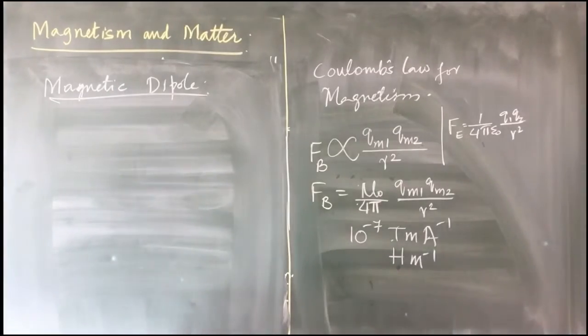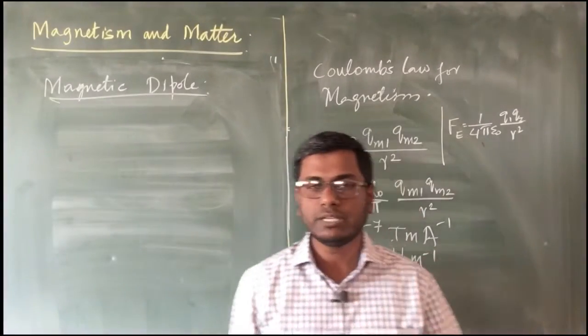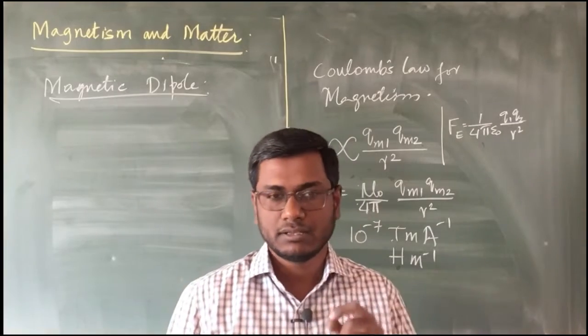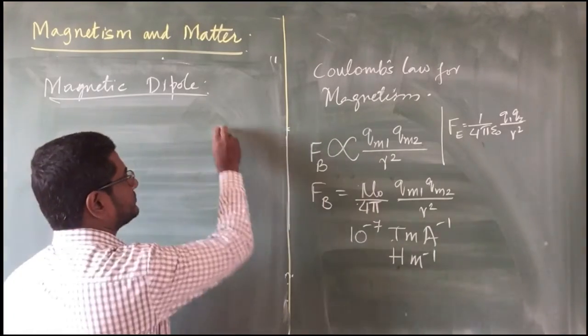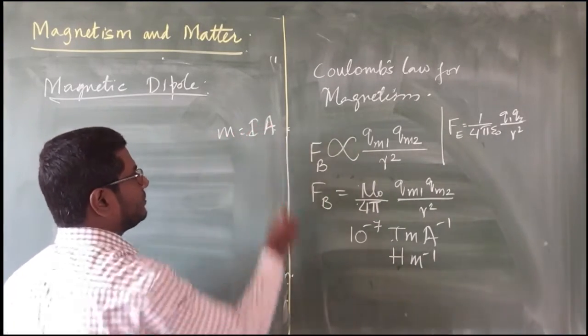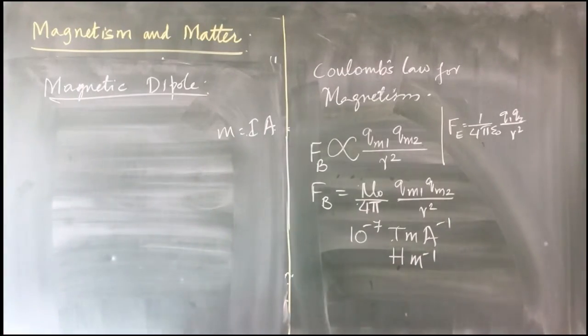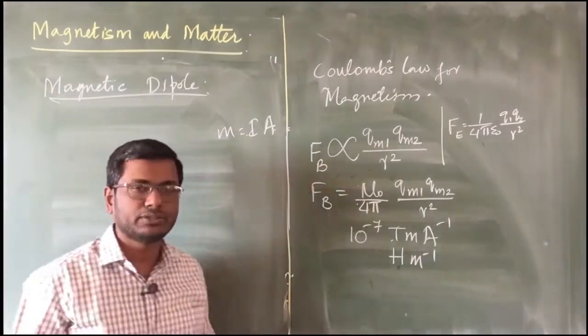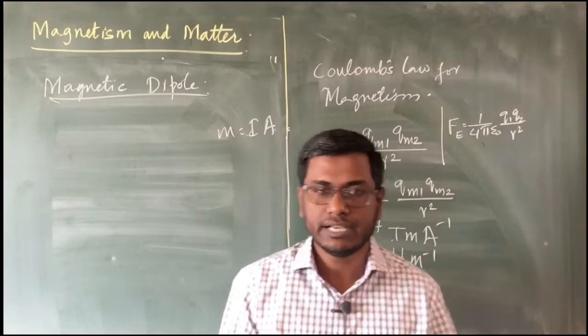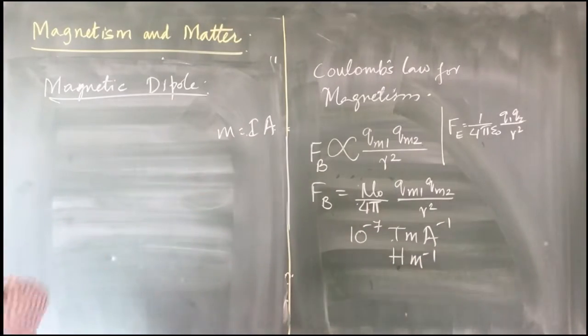Magnetic dipole. Now, we have already seen the magnetic dipole in chapter 4 and we used to write it as small m is equal to Ia, that is the current multiplied by the area of the loop. This we have seen. But in this case, what we are going to see is the actual or the real dipole of a magnet. That is again based on Coulomb's law.